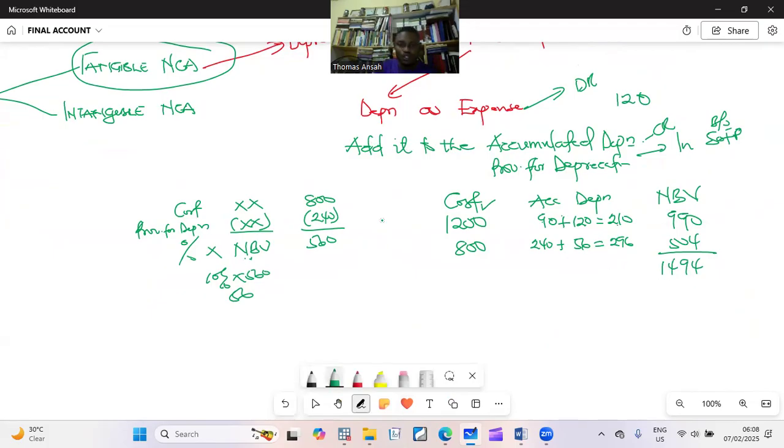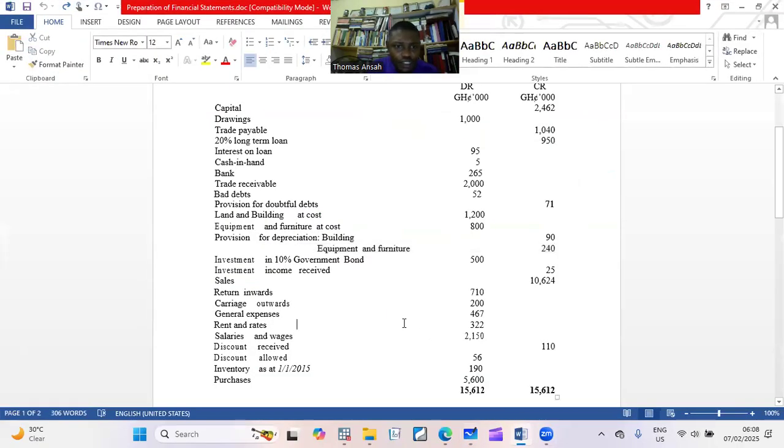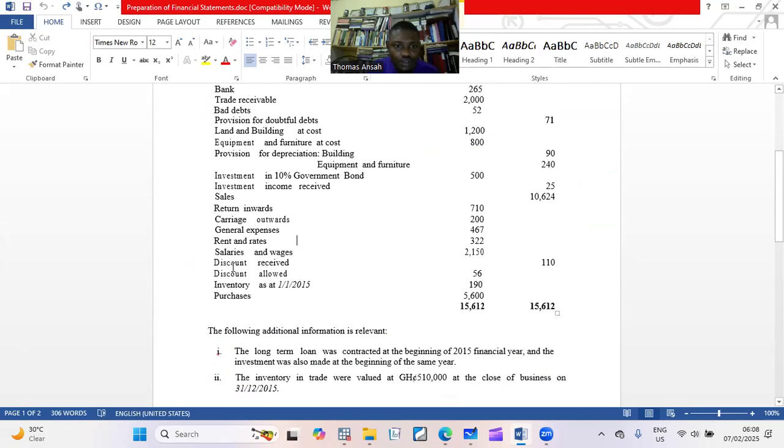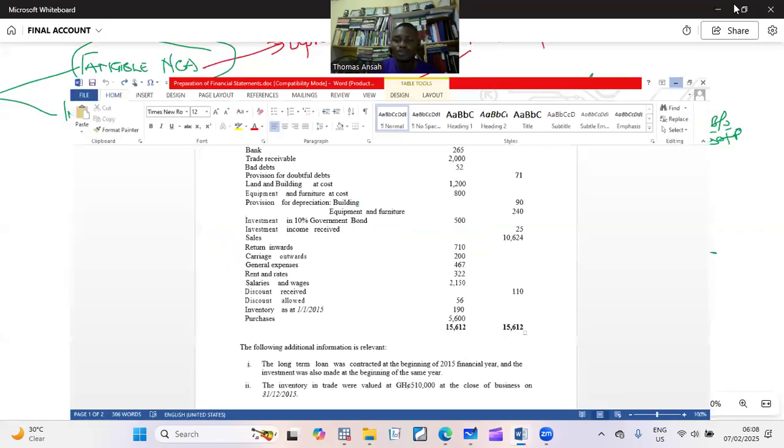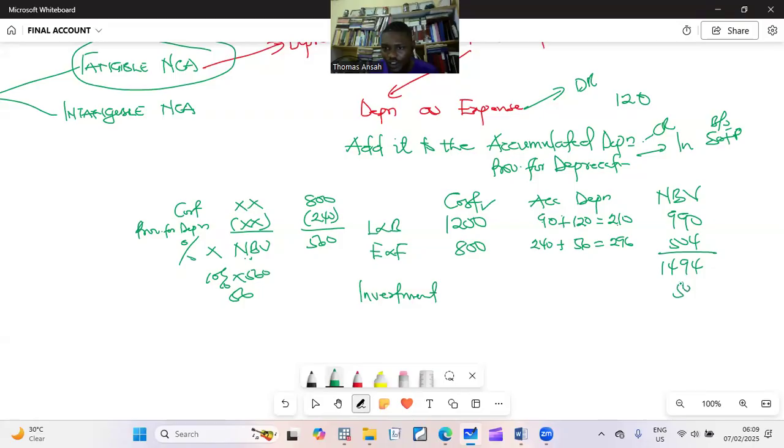So these were land and building, equipment and furniture. If you have a long-term investment, or any investment, if it is long-term, it will be here. Do we have any investment in the question? Did they do any investment? Yes, investment in government bond. How much is that? 500. So you just come and write 500.